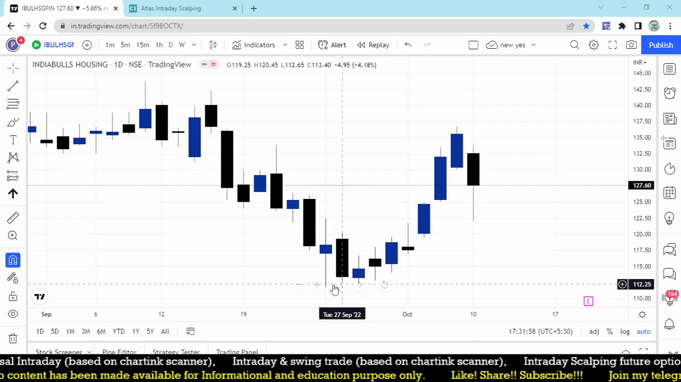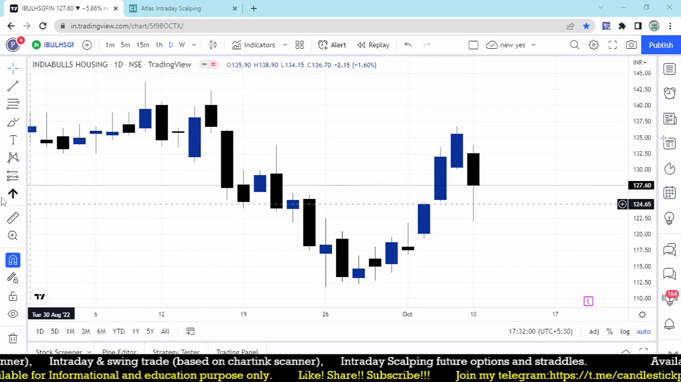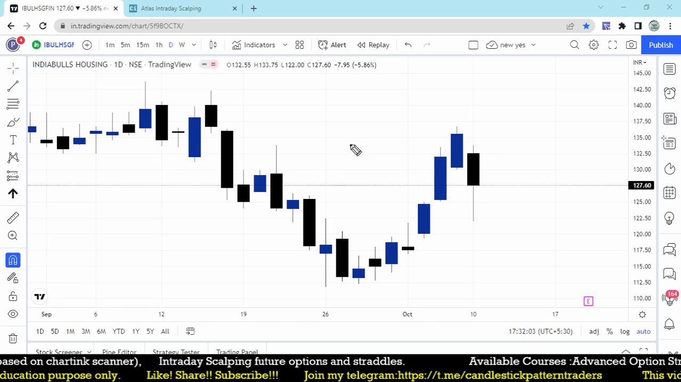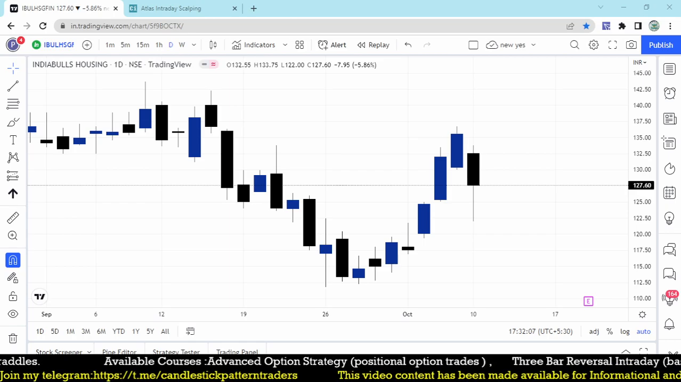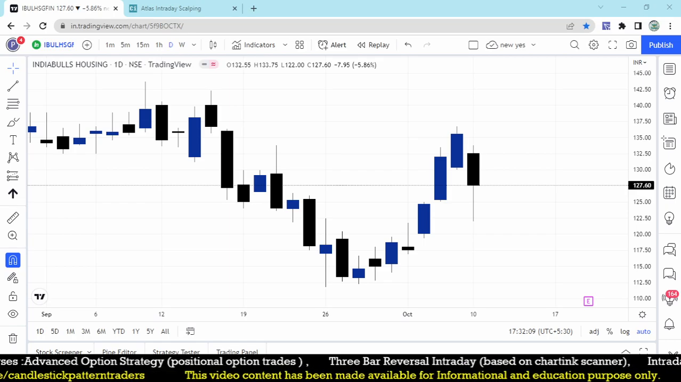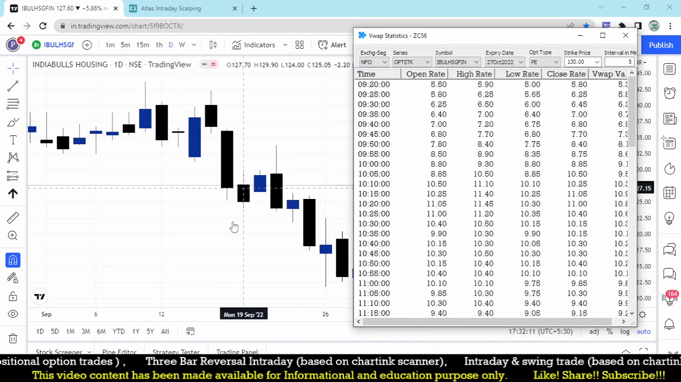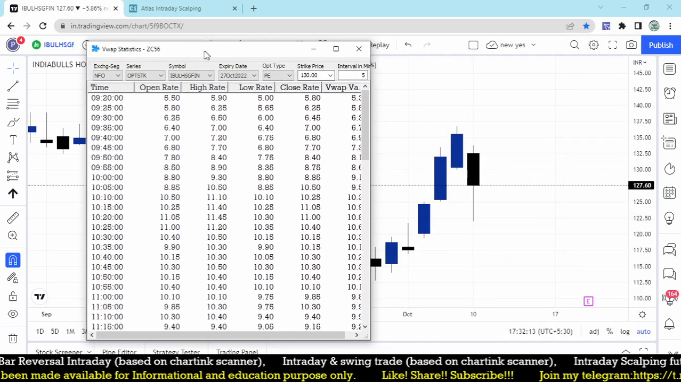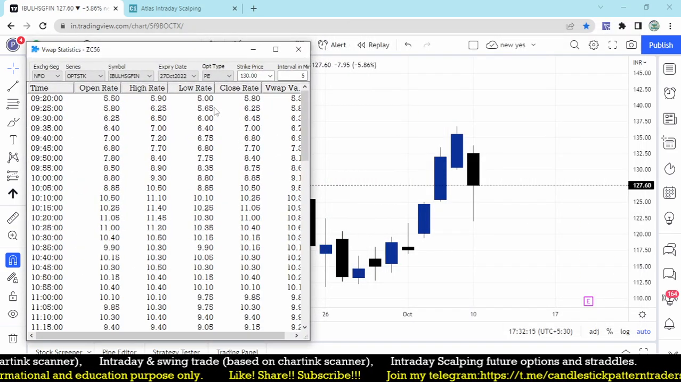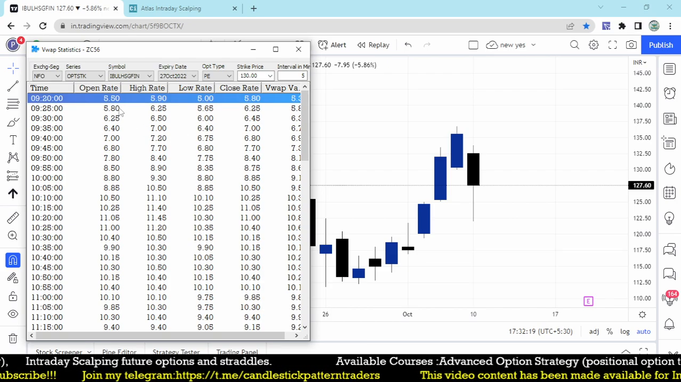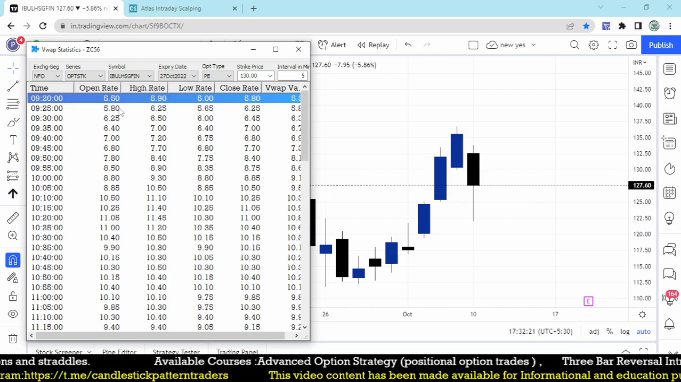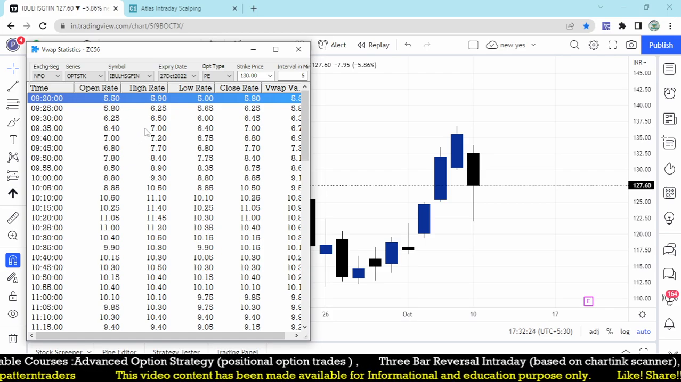From there, the put option moved almost 5 rupees. Let's look at my entry point on this put option and India Bull Housing Finance. But after that it came down to the same price. Let's look at the price of that particular 130 put option. It started from almost 5 rupees. 5.5 is the open rate, and it made a low of 5 rupees, and it kept on increasing.